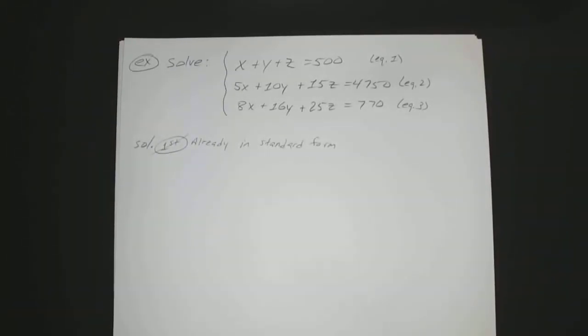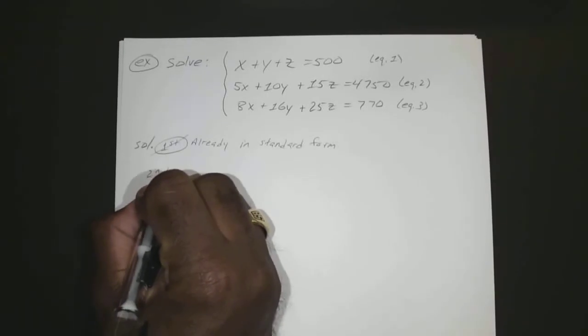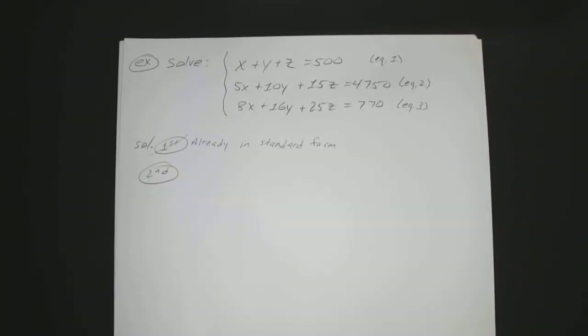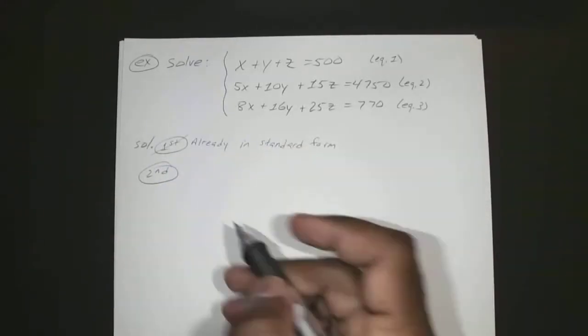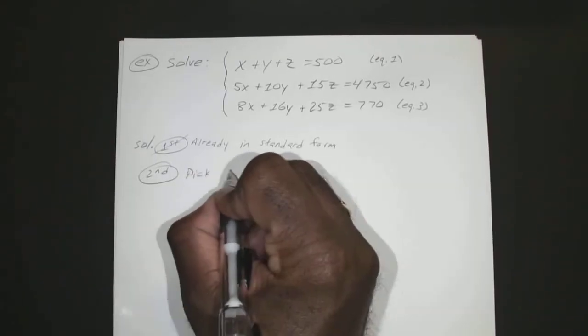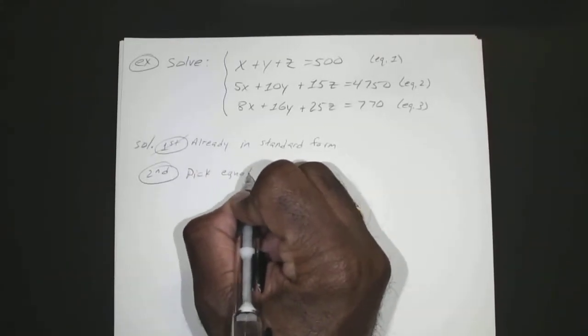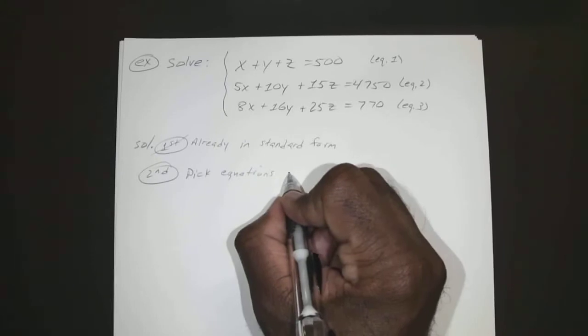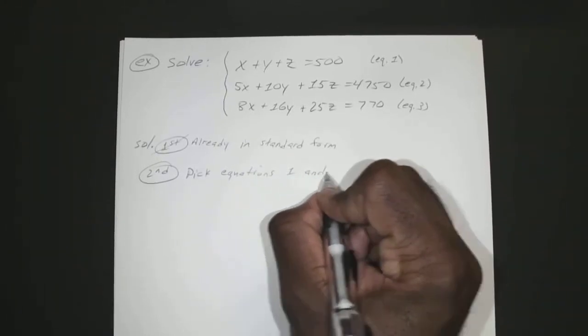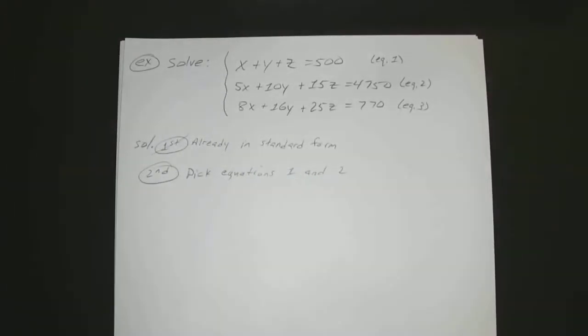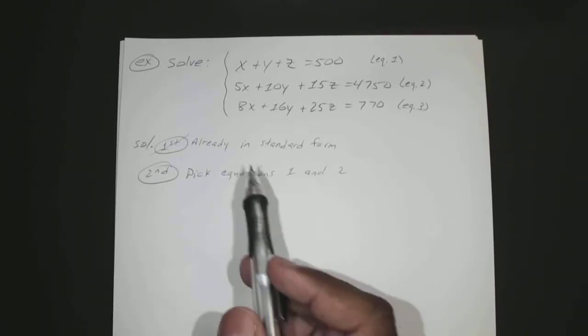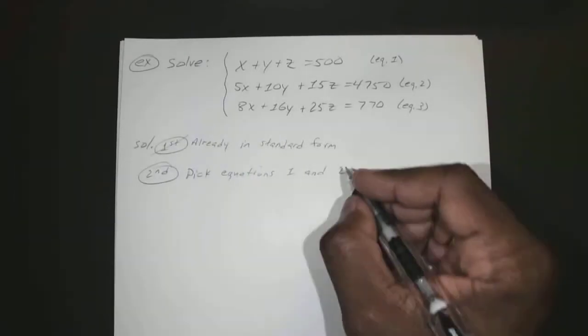Okay. So your second step, you want to pick any two of the equations to get rid of a variable. Okay, so we'll pick equations 1 and 2. And we'll get rid of the x. You could get rid of the y or the z. I pick the x because it's a smaller number.